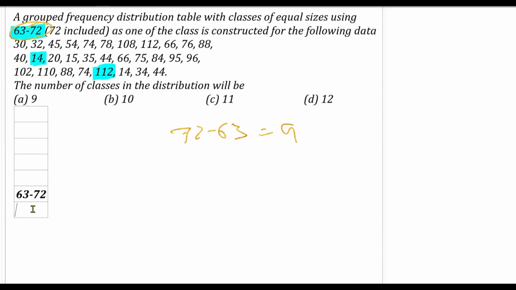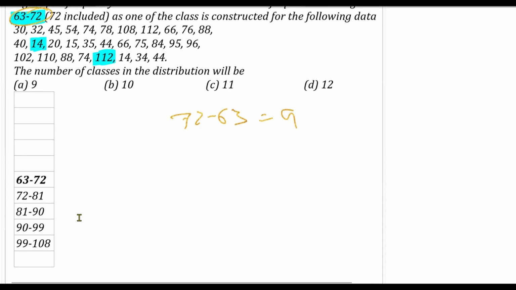We'll check till where we have to go to accommodate all this data. So next is going to be what? 72 to, adding 9 to it, is 81, right? Then adding again 9, it should give you 90. We'll keep on going till we accommodate 112. So that is 90 to 99, right? And then 99 to 108. Still one more to go as we have to accommodate 112 also. So 108 plus 9 is how much? 117.